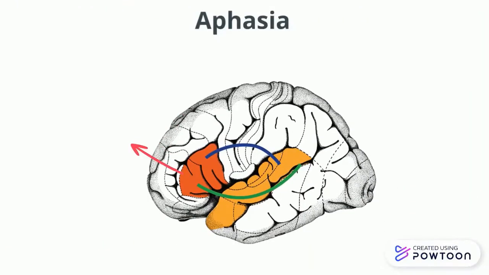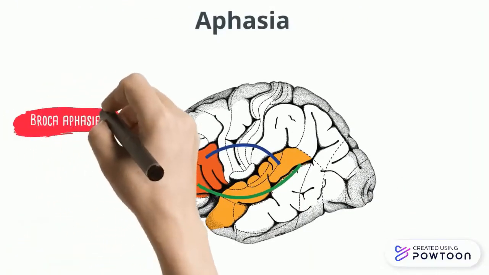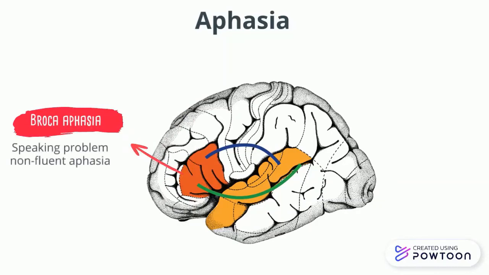When Broca's area is damaged, people tend to have trouble producing speech. Their words become halted or slurred. This is called non-fluent aphasia or Broca's aphasia. Aphasia is any type of disorder that involves language.